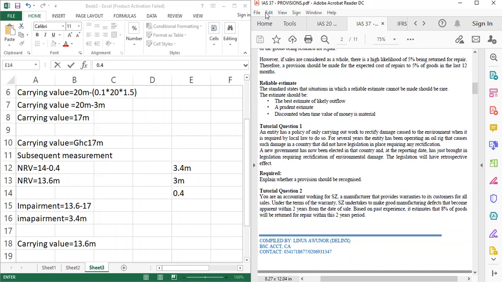Should a provision be recognized? Our people, should provision be recognized? Yes. Yeah, who is saying yes? Why? Why yes? Why are we saying yes?